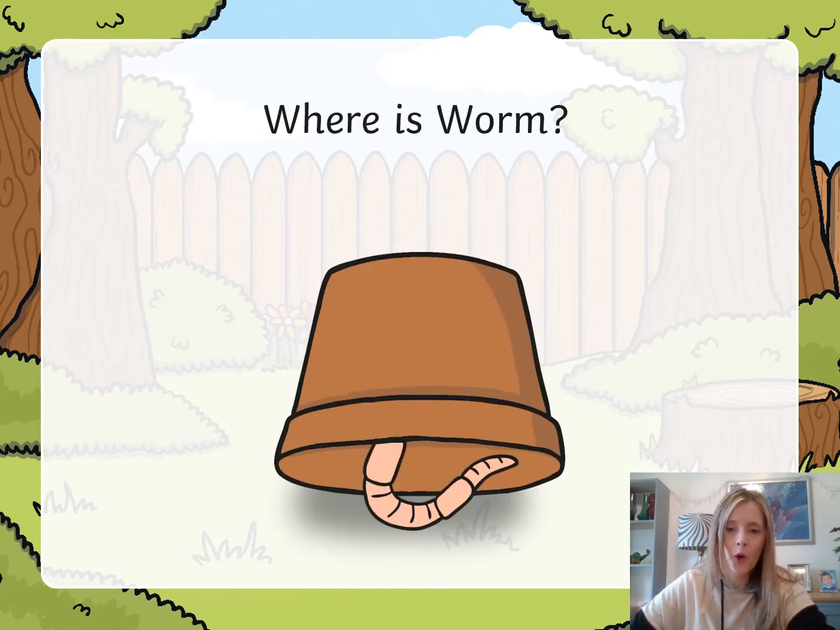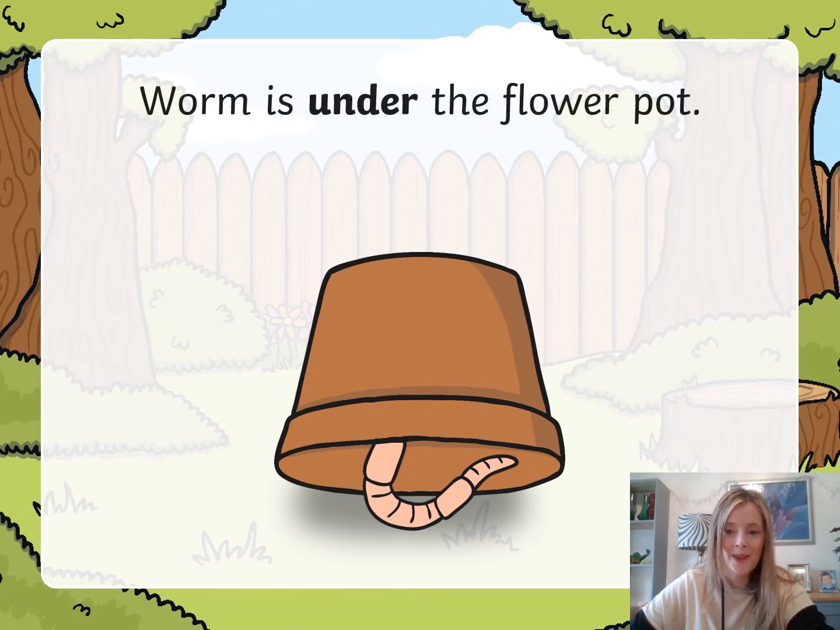Where is worm? Try and remember any of the vocabulary that we've already used to describe where worm is. Is he next to the plant pot? Is he on the plant pot? Let's have a look. Worm is under the flower pot. Well done if you got that right. So the word that we're thinking about there is under.